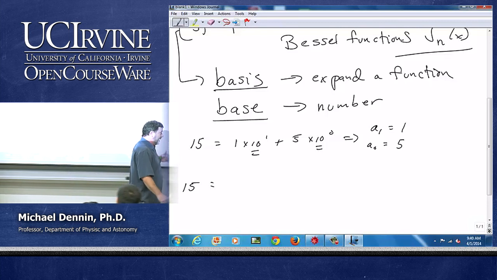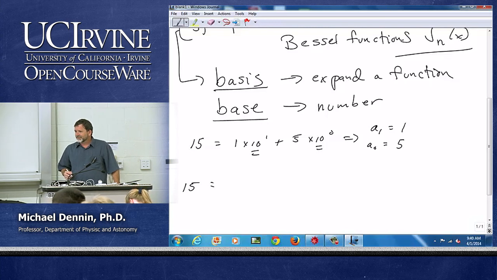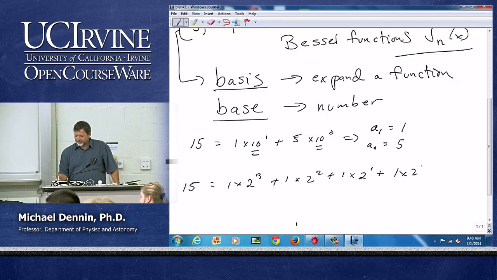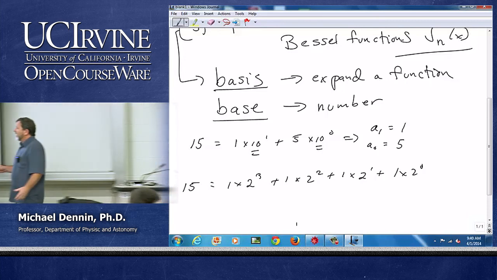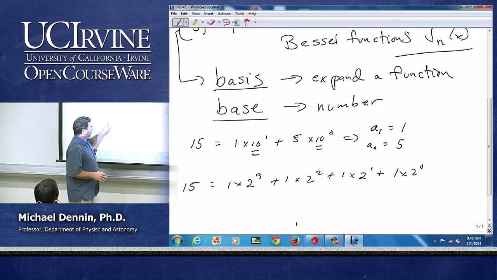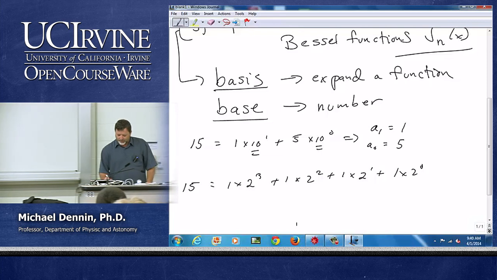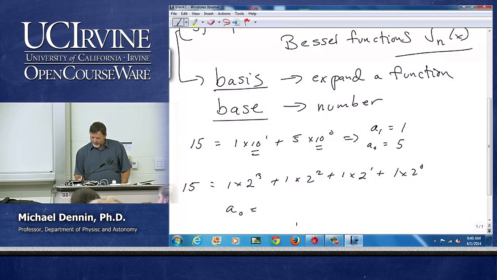So what does this look like in base 2? 1 times 2 cubed plus 1 times 2 squared plus 1 times 2 to the first plus 1 times 2 to the 0. We need to use everything that's powers of 2. And because we're doing base 2, our coefficients can only be 0 or 1. It's binary. So we've got all coefficients of 1 going from n equals 0 to 3. So I have a0 equals a1 equals a2 equals a3 equals 1. Same number, different expansion.